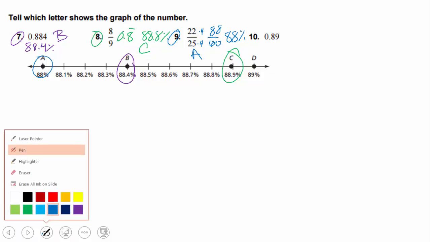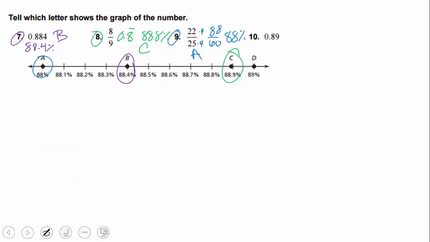And I need one last color. Let's go red. And I'm going to do red down here. There's only one left, but I'm going to do it anyway. 0.89 is 89%, and there's 89%, so it's D. Pretty easy stuff, just practicing converting and recognizing on a number line.